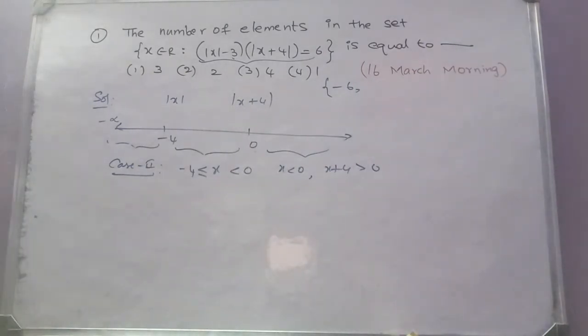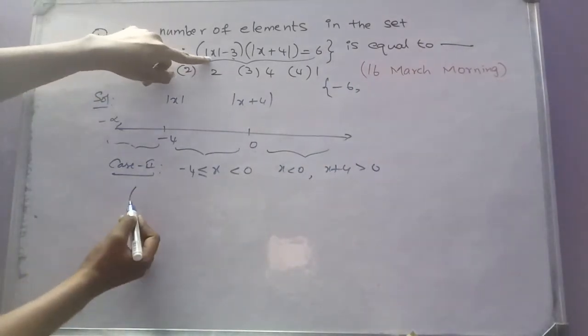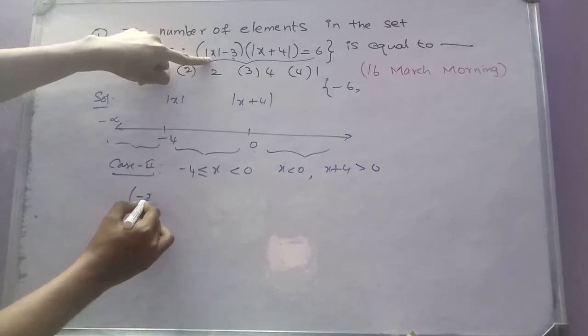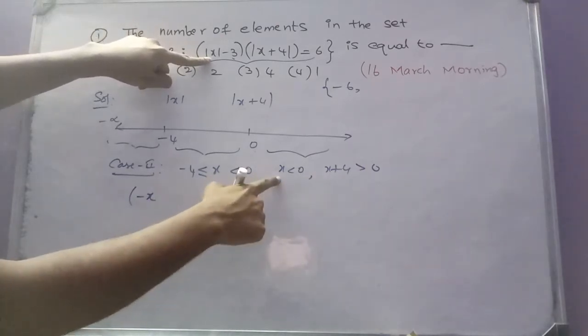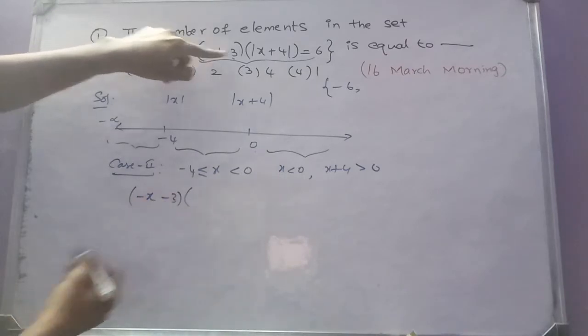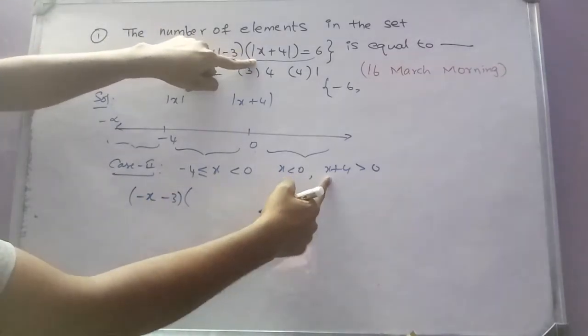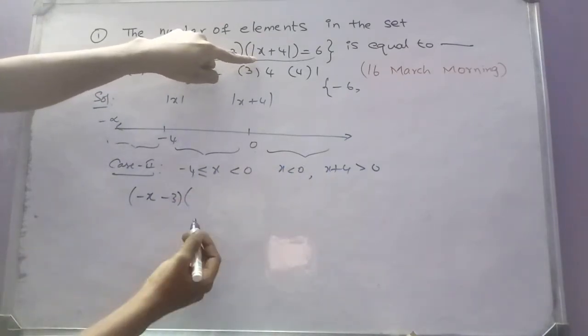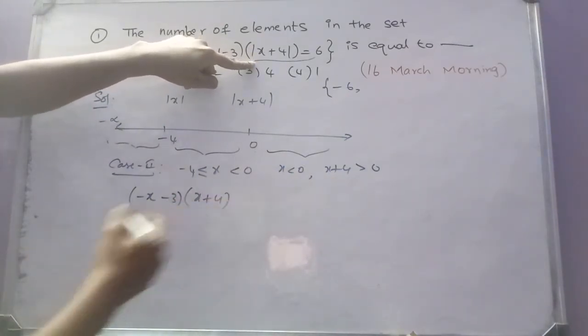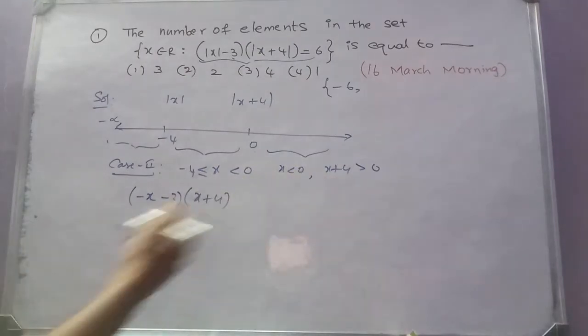So therefore, dear students, mod x is written as -x, because x is negative. And here, if I remove modulus, since x plus 4 is positive, there is no need to change any sign. So if I remove modulus, x plus 4 will be x plus 4 only because x plus 4 is positive.